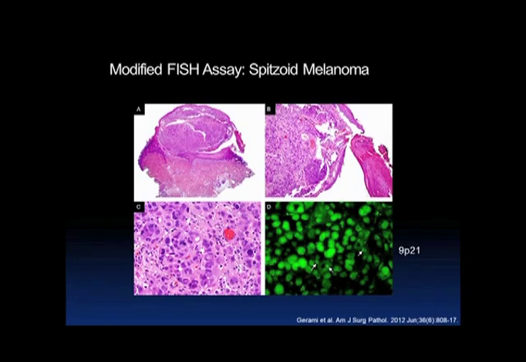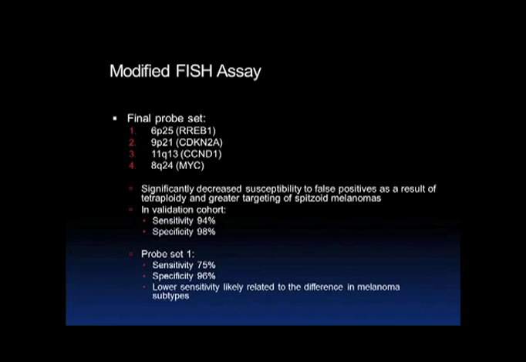Now, don't be fooled by the arrows here. You see 2 copy numbers of 9p21 here, but those are actually background cells within the tumor cells. So the tumor cells are actually these, and they show homozygous loss of 9p21. So the final probe set that is currently in use now is the 6p25, which is still the RAP1, the 9p21 that I just showed you, which is CDKN2A, 11q13, which is cyclin D1, and 8q24, which is MYC.